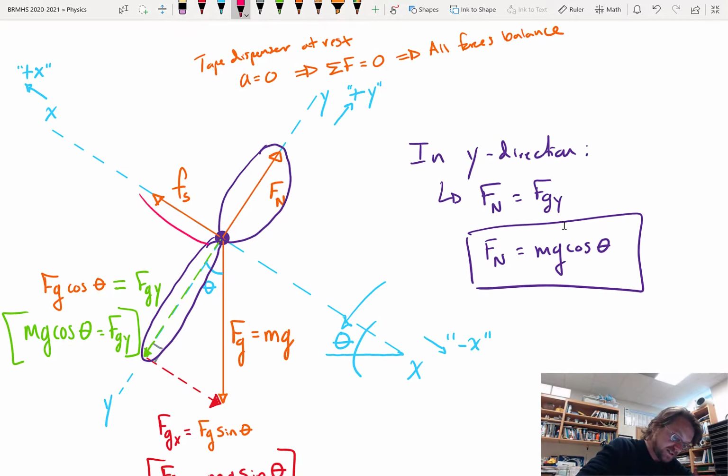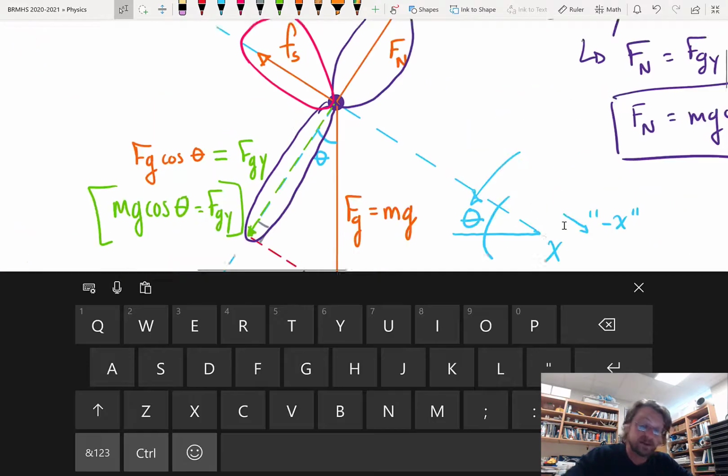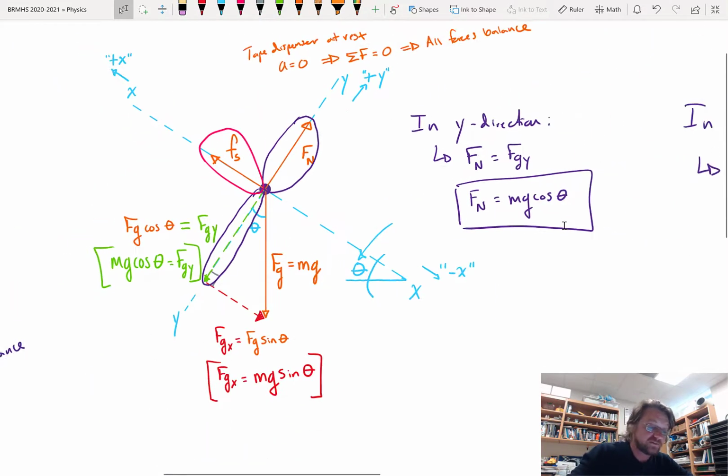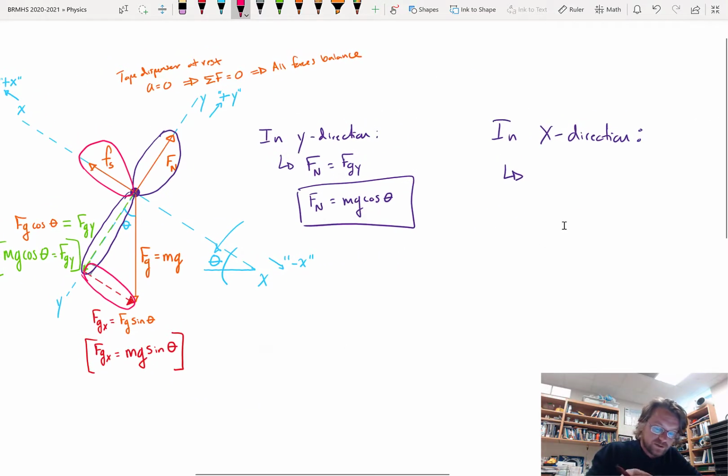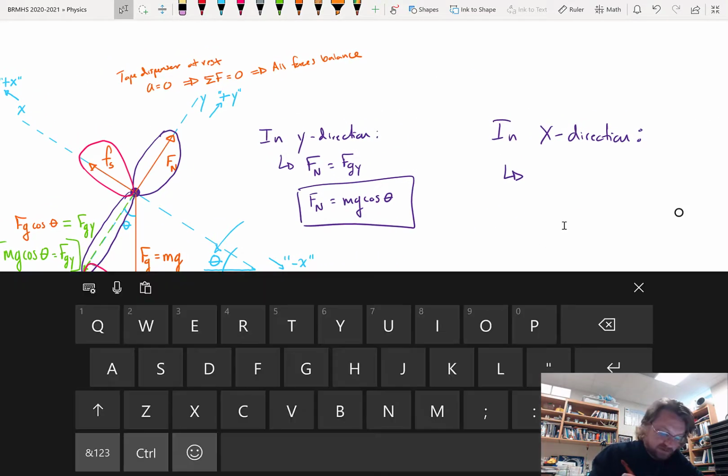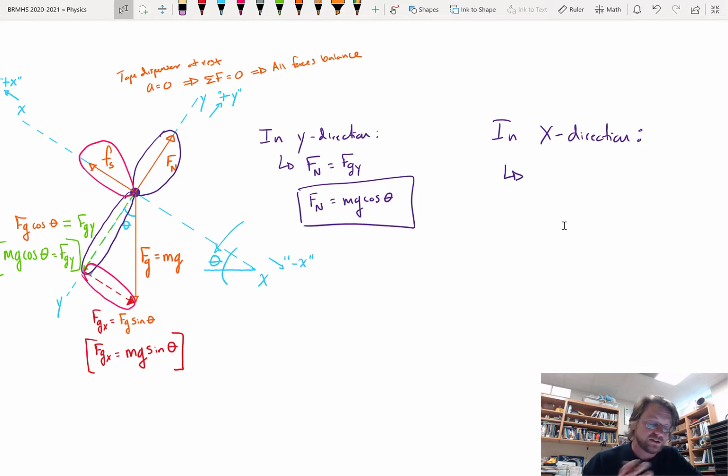I see static friction pointing in one direction, and then I can't forget about my component of gravity also pointing in the x direction, but the negative x direction down there. The force of gravity in the x direction. So in the x direction, we have forces that are balancing out because the acceleration is 0. So I've got static friction, Fs equals Fg in the x direction.